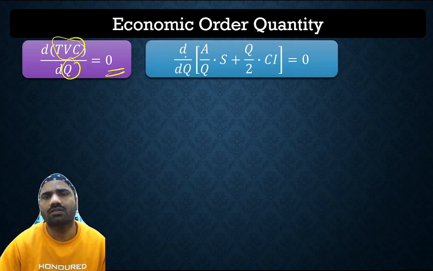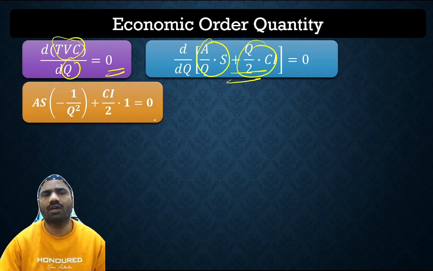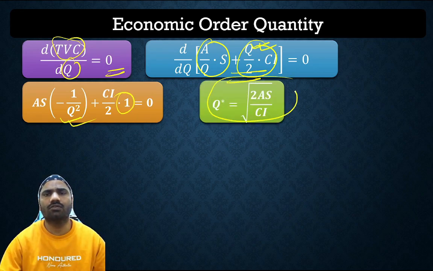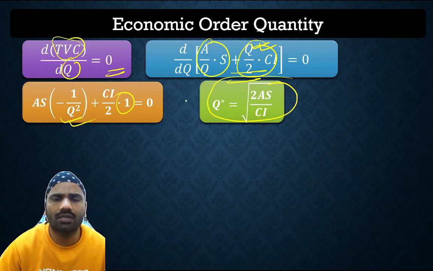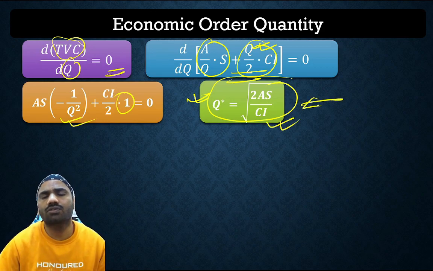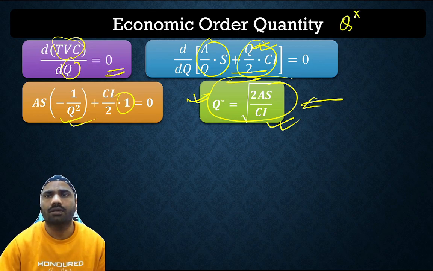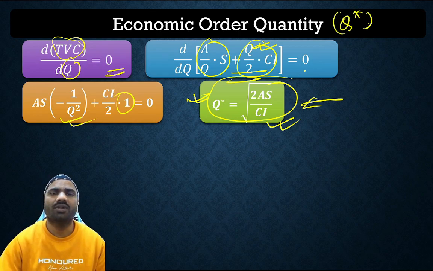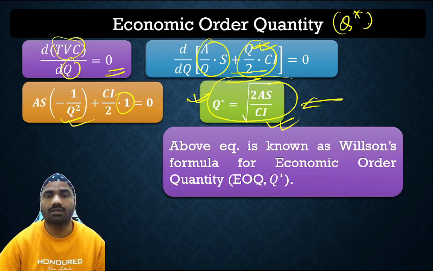After solving this, we have the total variable cost as A by Q into S plus Q by 2 into Ci. If we differentiate this, the differentiation of 1 by Q is minus 1 by Q square and the differentiation of Q is 1. If we simplify this, we will find the value of Q, which we write as Q star, and this Q star will be square root of 2AS by Ci. This particular Q star is known as economic order quantity.